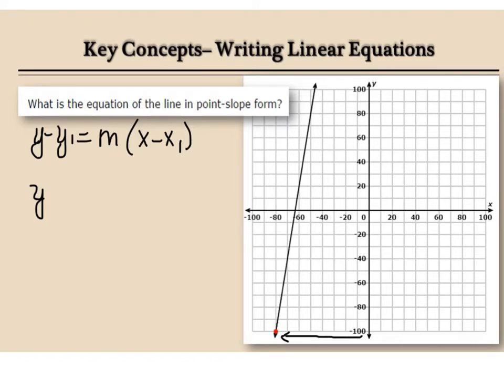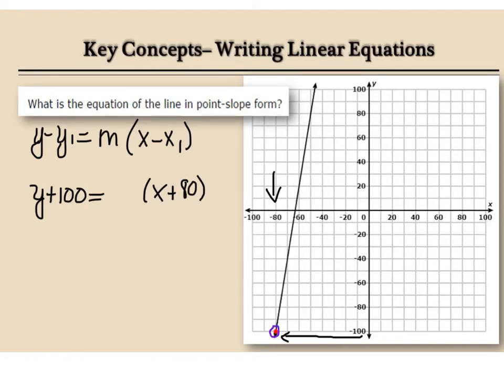It's at negative 100, and because I'm subtracting negative 100, I'm going to add it, and that equals, I'm going to find my slope here in a minute, x, and x, that point is at negative 80, so minus a negative 80 is plus 80. Now I have to find the slope.